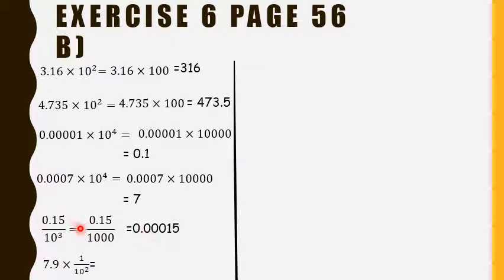Now let's check it. Is it correct? Here was the point. I have to move it 3 times to the left. 1, 2, 3. So yes, it's correct. Now 7.9 times 1 over 10 to the power 2. I have to divide it by 100 or 10 to the power 2. So let's move this point 2 times to the left. It was here, 1, 2. So the answer is 0.079.